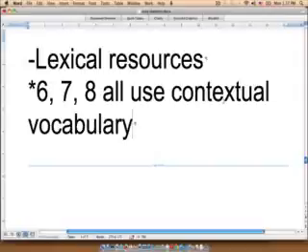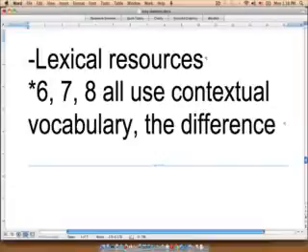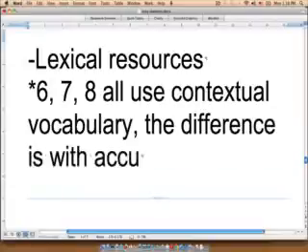So students at 6, 7, and 8, the difference with these students is that they are more aware of certain contextual vocabularies and can use them. Now, of course, there is a difference in the ability of these students to use these contextual vocabularies at the 6, 7, and 8 level. So we'll just stick in here, the difference is with accuracy and spelling.